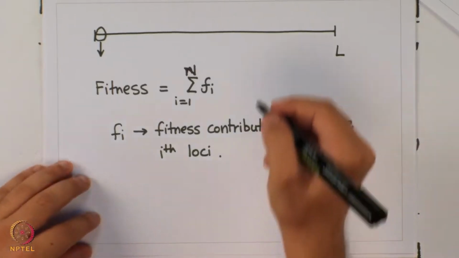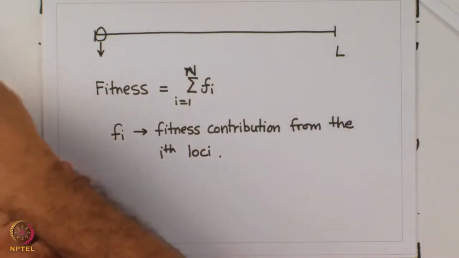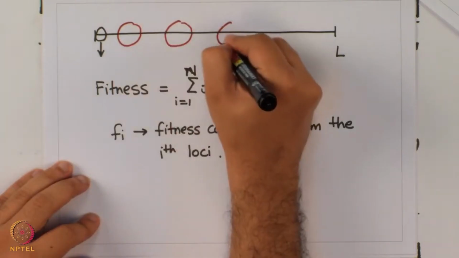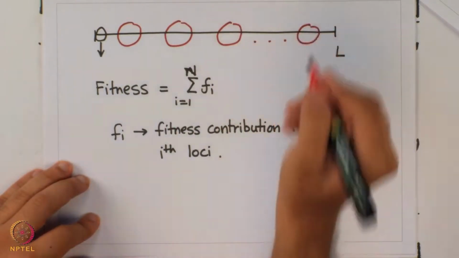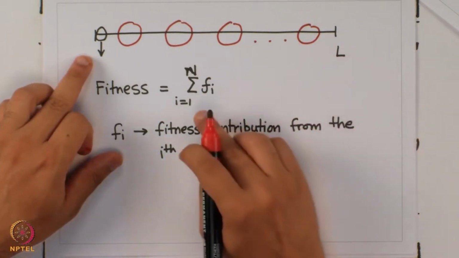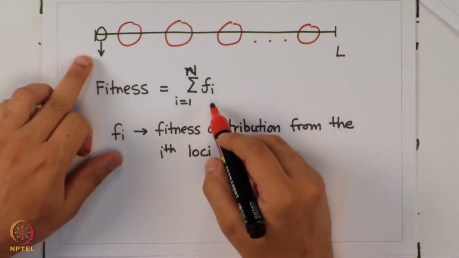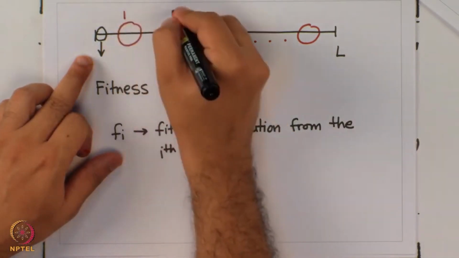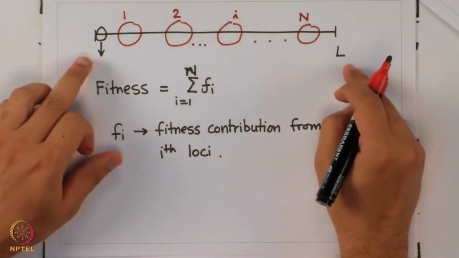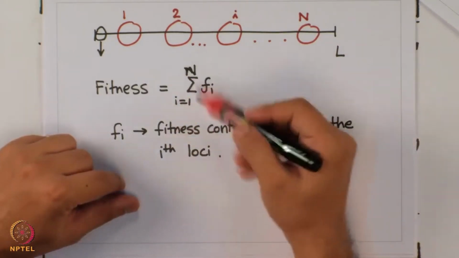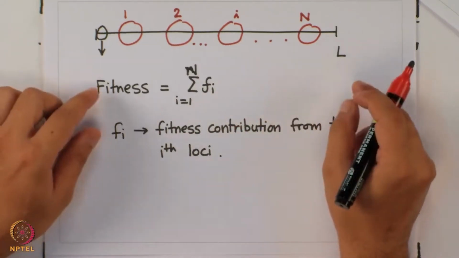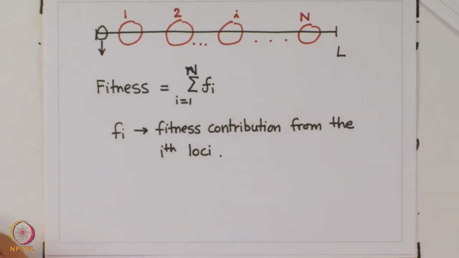Or another way to think about this is that there are N number of genes present on this stretch of DNA, and the fitness of the entire length of DNA is just the summation of fitness contributions from each of the N loci, and each locus now corresponds to a particular gene present on this strand of DNA. So you add the relative contributions from each gene, and that gives you the total fitness associated with the length of this DNA polymer.